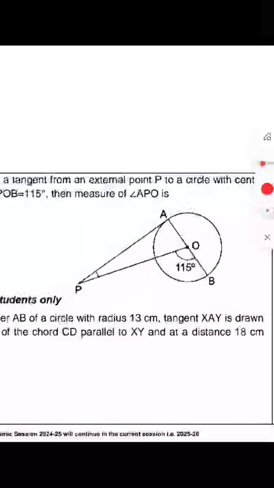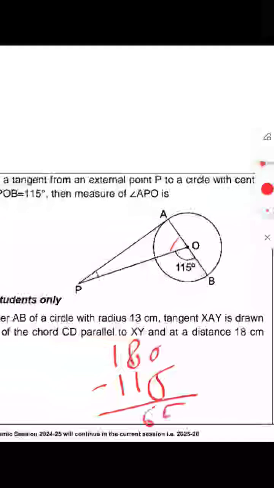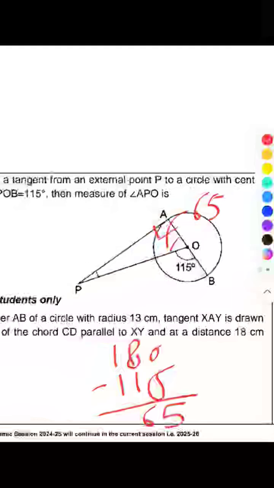This angle how much here? AB is a straight line, so you subtract this from 180 minus 115. How much left? 65. So this angle is your 65 degree, and you know here angle A is how much? Angle A is your 90 degree, because radius and the tangent make 90 degree. So here are two angles you have found, 90 and 65.